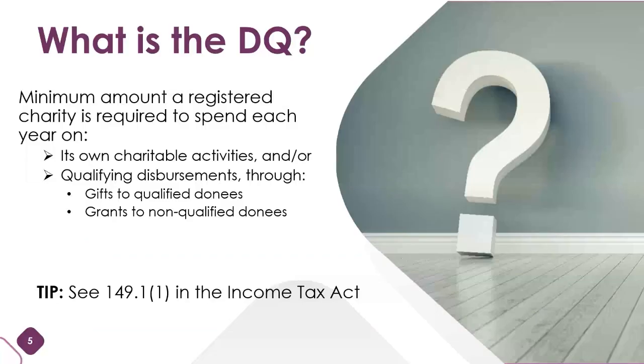So, what is the DQ? Under the Income Tax Act, the DQ is the minimum amount a registered charity is required to spend each year on either or both its own charitable activities and/or qualifying disbursements through gifts to qualified donees or grants to non-qualified donees. You can look up subsection 149.1(1) in the Income Tax Act if you want to read the exact definition.